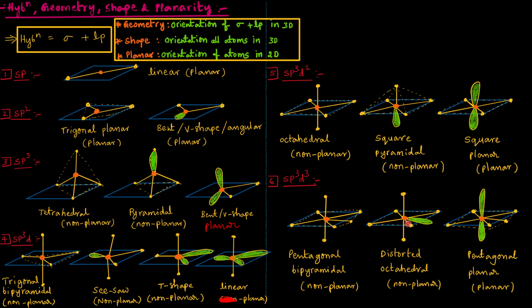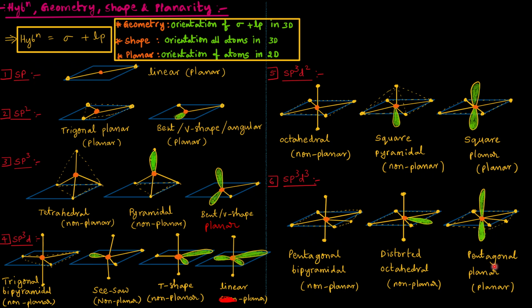Next, if one lone pair is present in the pentagonal bipyramidal, that should be taken in equatorial position. Then the residual geometry is said to be distorted octahedral. Just compare these two. Here one lone pair is present, and that lone pair repels these bond pairs here, so that's why it is distorted and a distorted octahedral shape will be obtained. Once again non-planar. Why? Because two atoms are out of the plane.